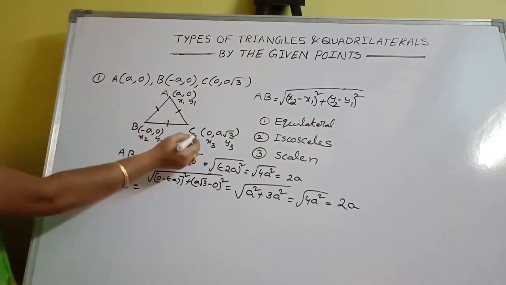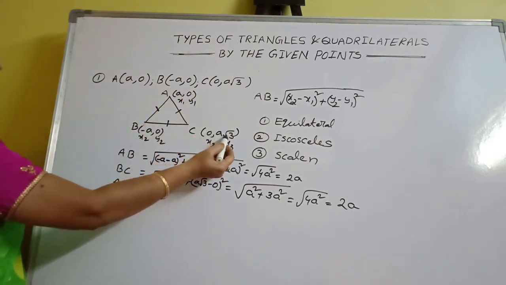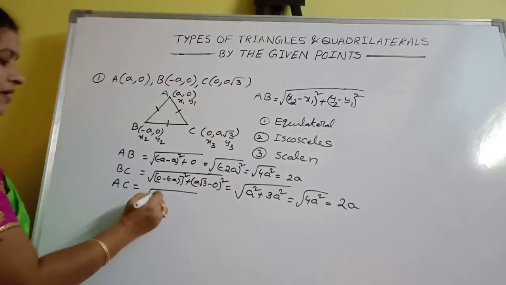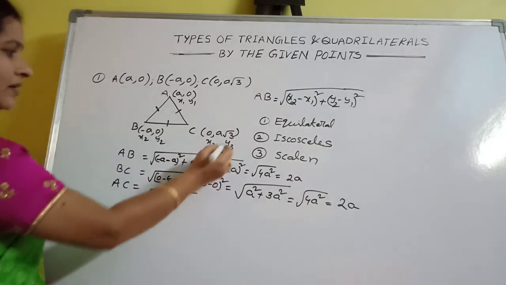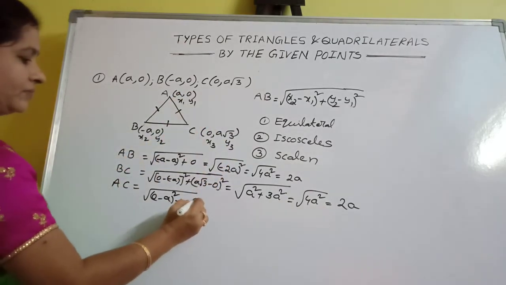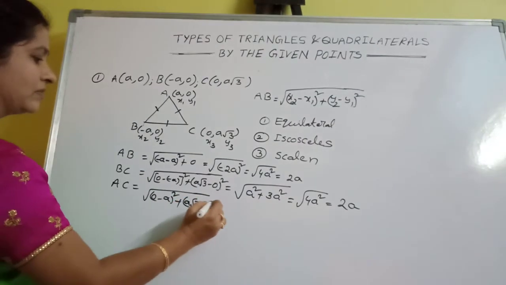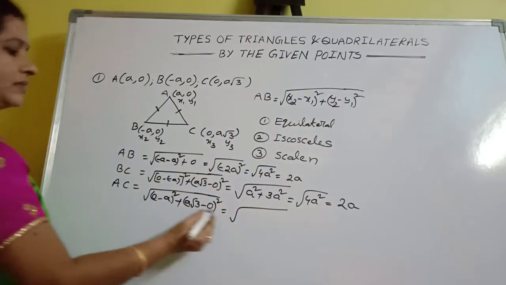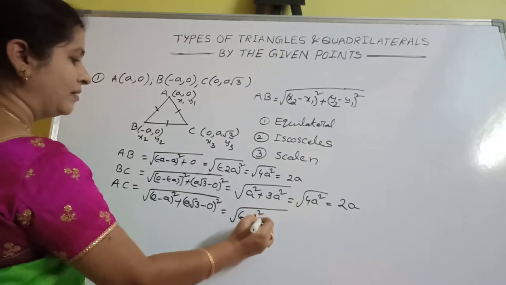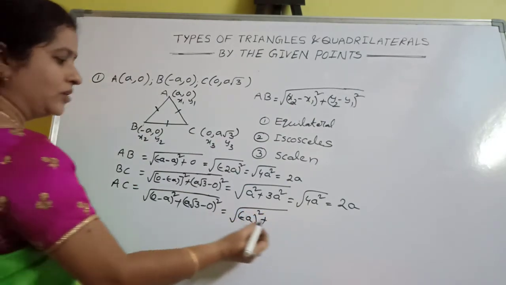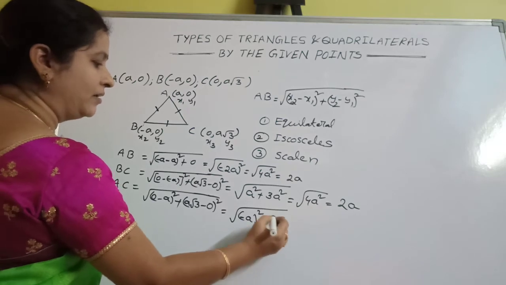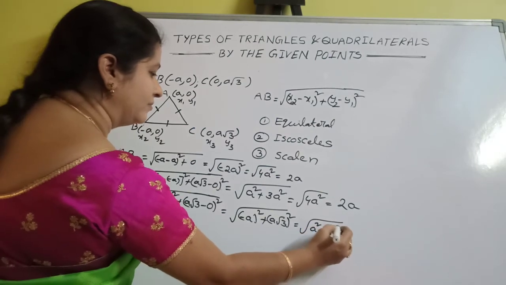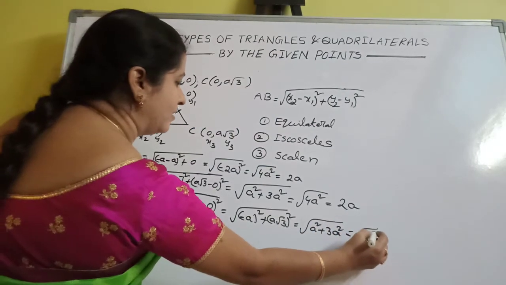Take the values of AC. It is (x1, y1) and the other is (x2, y2). (x2 minus x1) whole square, so (0 minus a) whole square plus (a root 3 minus 0) whole square. Simplify this: (0 minus a) whole square plus (a root 3) whole square. So it is a square plus 3a square. Again root of 4a square equals 2a.